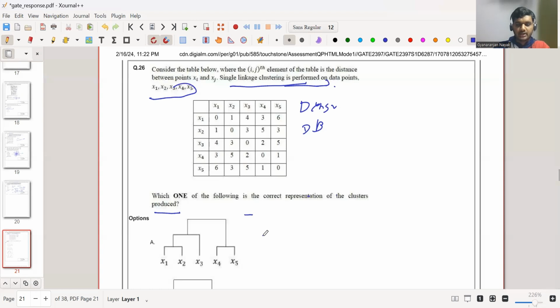So it is the diagram of a dendrogram. If you compare all of them, you notice here which one is minimum. In this, x1 and x2 are minimum, so you merge x1 and x2 first.